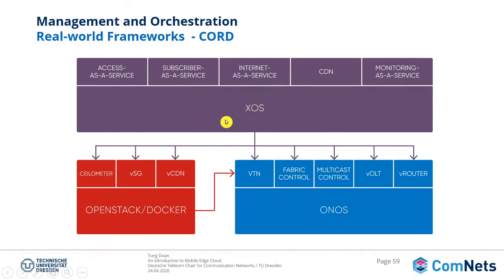And on top, we can see that the CORD framework can provide applications such as subscriber as a service, internet as a service, and monitoring as a service. So to deploy the applications, first CORD will talk to OpenStack or Docker, and for the network, it will talk to the ONOS controller. This is about the CORD architecture.